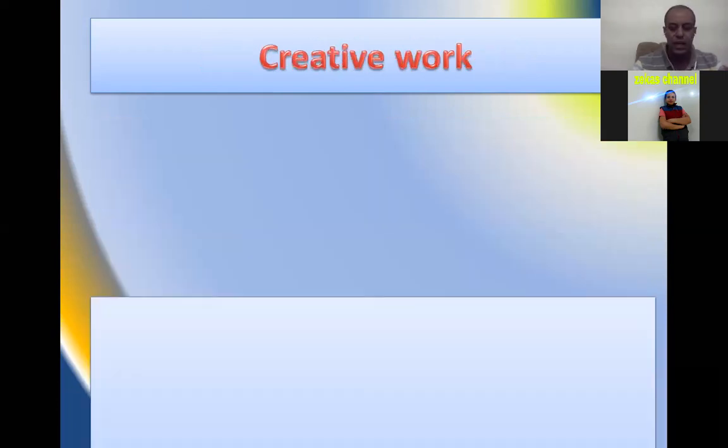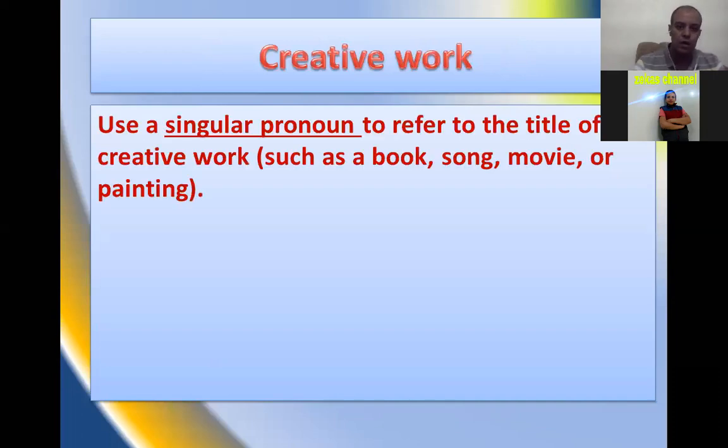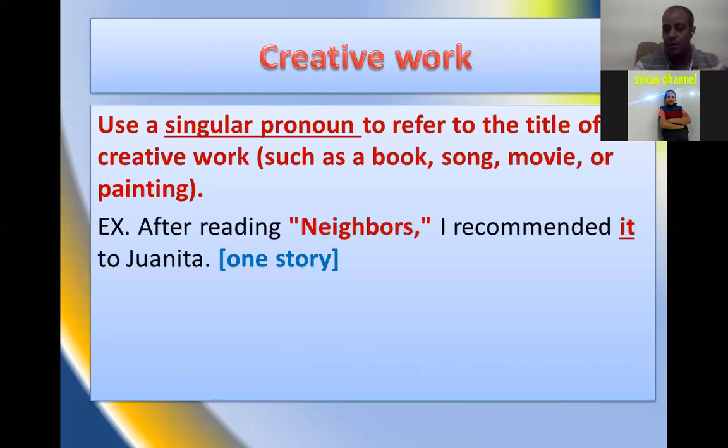Creative work. Creative work, for example, the name of a book, the name of a painting, the name of a song, or a movie, whatever. These take a singular pronoun. For example, "After reading Neighbors, I recommend that to Juanita." So Neighbors here, as the antecedent, should take "it" as singular because it refers to one story.